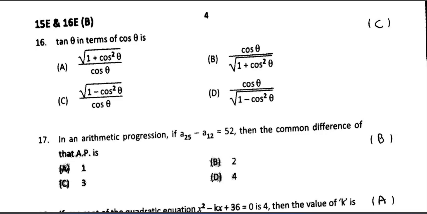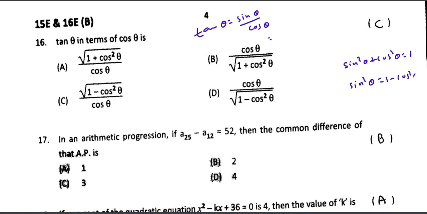Next, tan theta in terms of cos. So tan means what? Tan formula we know, sin by cos. Sin, we know the identity, sin square theta plus cos square theta equals 1. Now I want sin square equals 1 minus cos square. Square changes to the RHS, that is square root. So sin theta equals under root 1 minus cos square theta. So tan theta is under root 1 minus cos square theta by cos theta. Option C is the correct answer.